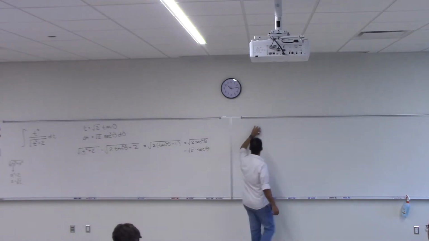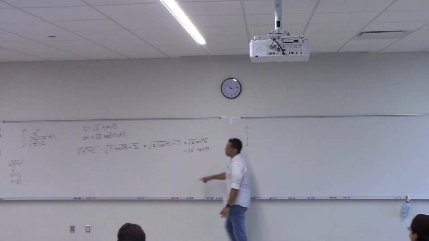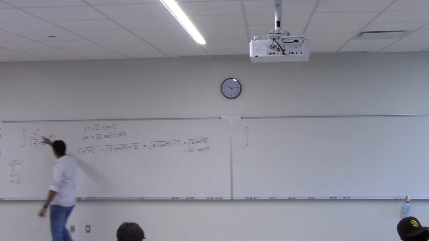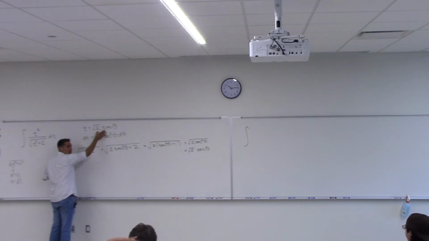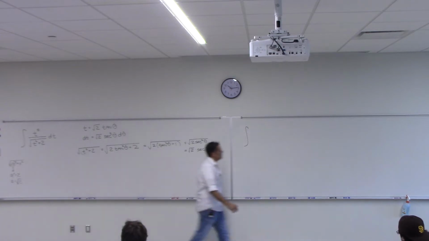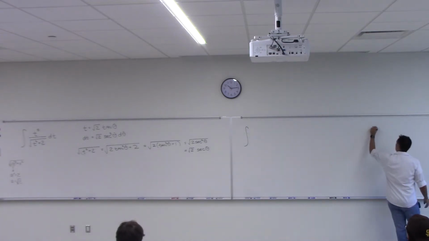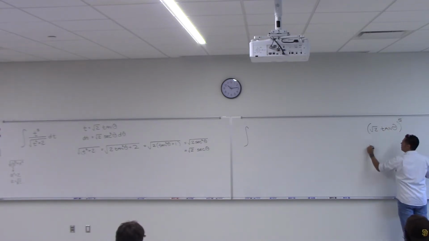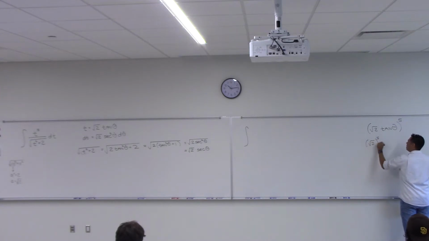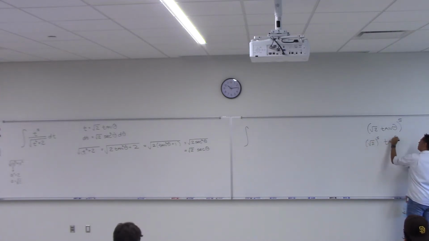The numerator is t to the 5th power. That means I need to take this and raise it to the 5th power. Okay, so maybe I should do that on the side over here. What happens if you take root 2 tangent theta and raise it to the 5th power? Doesn't that mean you're going to take the root 2 and raise it to the 5th, and then take the tangent theta and raise it to the 5th like that? And that's root 2 times root 2, that's 5 of them, right?